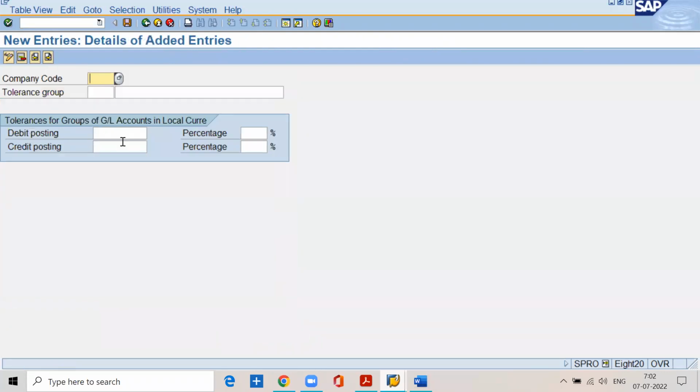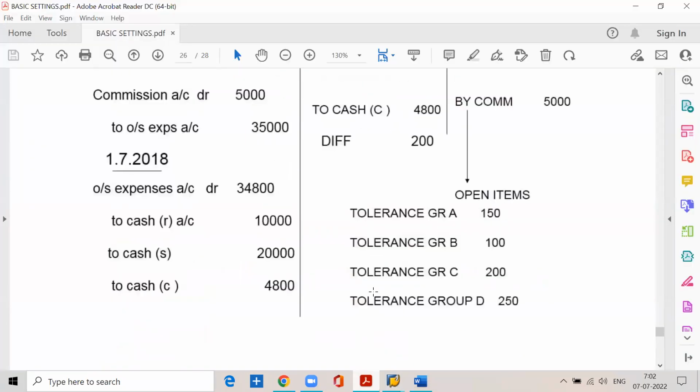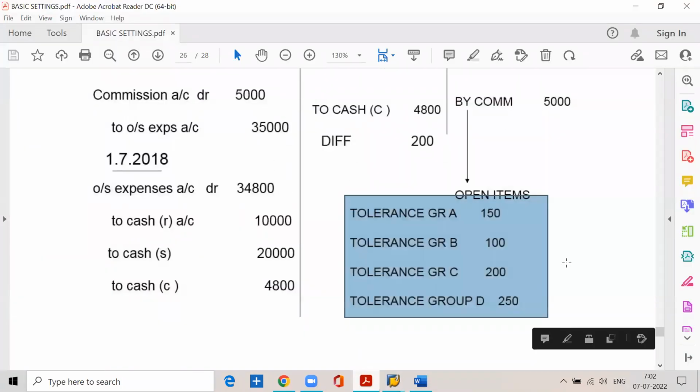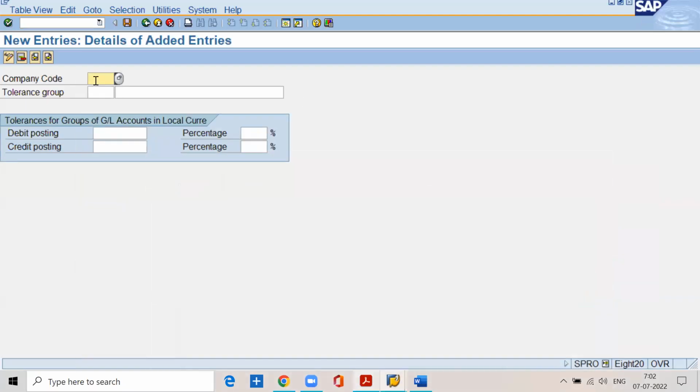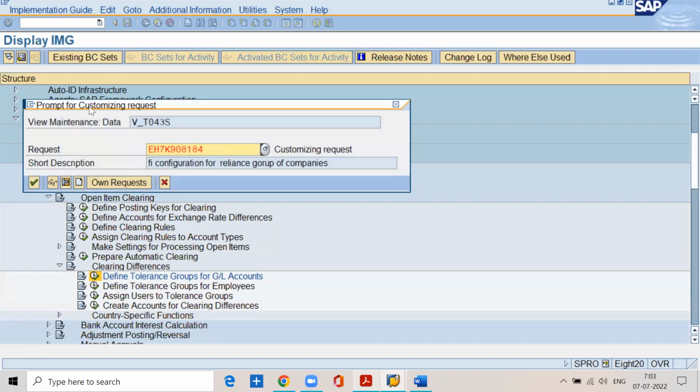Please don't write now. Suppose I want to define the tolerance groups like this, A, B, C, D, like that, right? Company code SSPN. Tolerance group A, you can give up to 4 characters. Then name, upper limit 100 rupees, debit posting 100 rupees, credit posting 100 rupees. And also you can specify the percentages. Click on save.